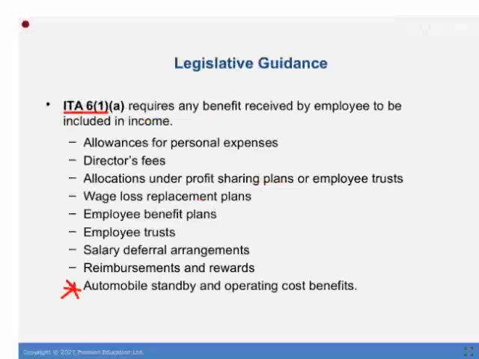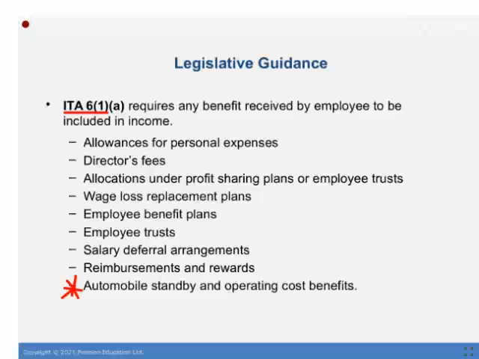This one, I'm just going to note here, is one where we're going to do some number crunching: automobile standby and operating cost benefit. Often an employer will provide a company vehicle. This would be a vehicle owned by the company, by the business, but provided to the employee for their personal use and work use. We have specific ways to calculate what that benefit is worth for access to the asset as well as the usage of the asset. So we're going to talk about that.